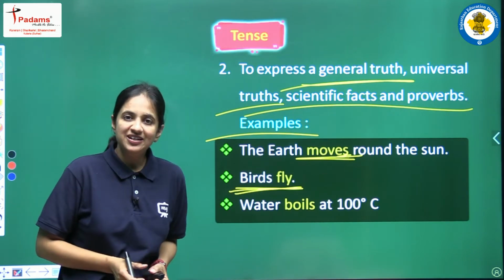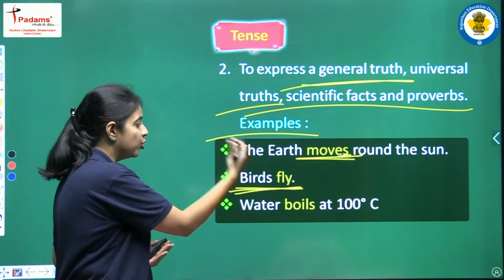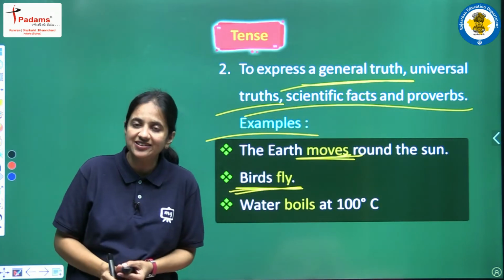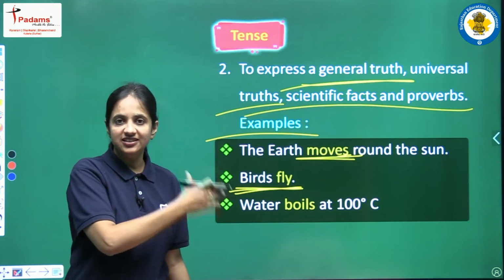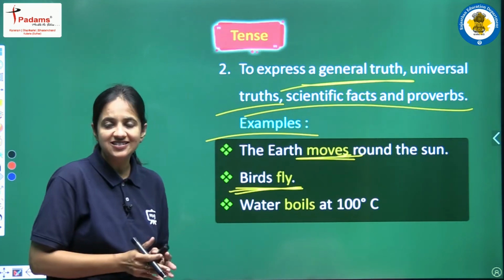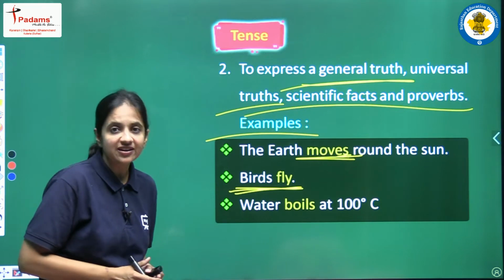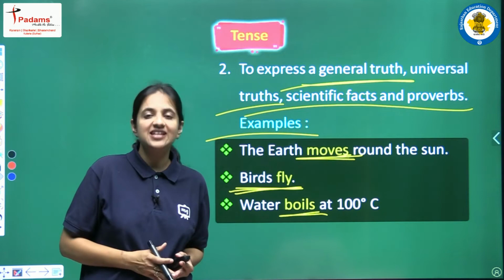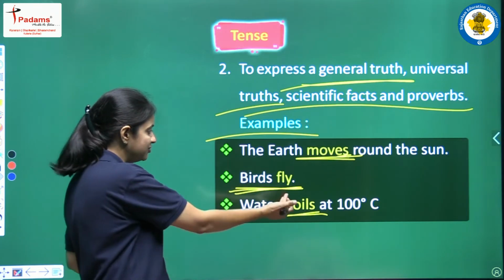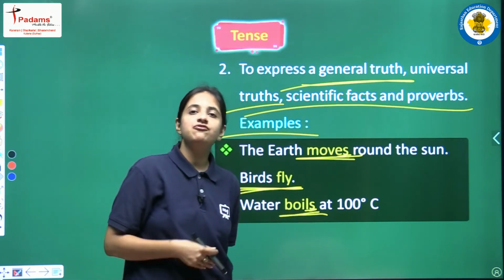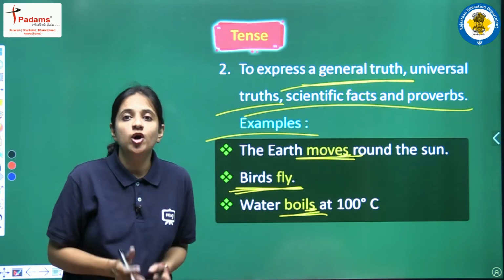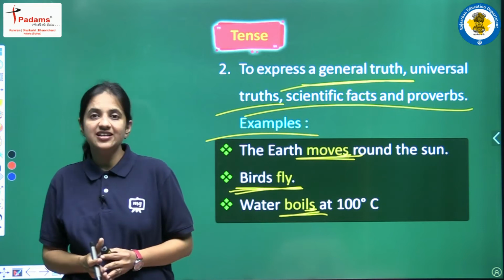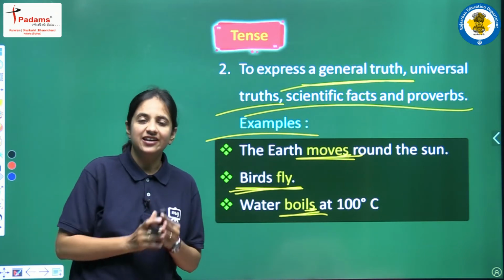So the next example that we are having here is water boils at 100 degrees Celsius, and yes, this is a scientific fact that actually water boils at this temperature only, that is 100 degrees Celsius. So because this is a scientific fact, this is the reason we are writing this sentence using present simple tense, and again because of the singular subject we are using s in the first form, and we are writing boils. Okay, and our sentence is water boils at 100 degrees Celsius. So this is the second use of this tense.